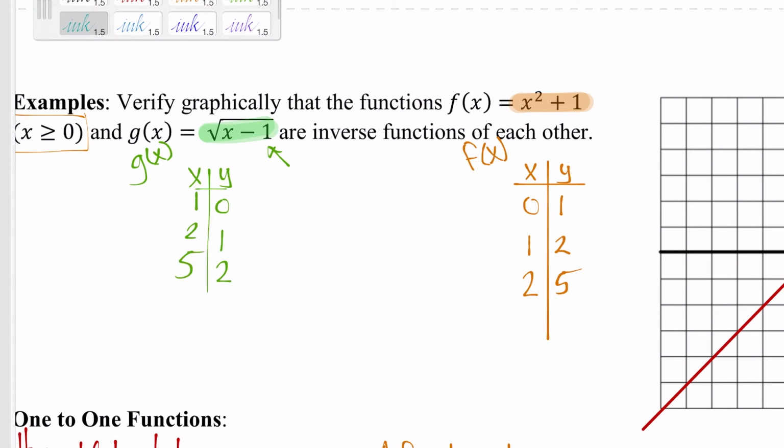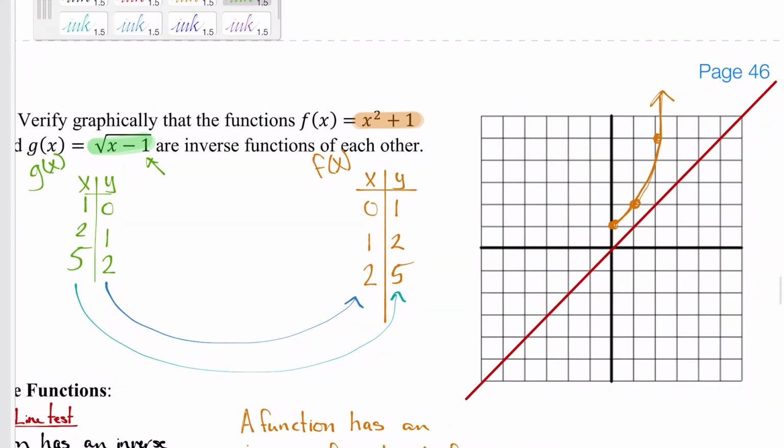Oh, would you looky there? The x values here match the y values there, and the y values here match the x values there. So there's a good indication that we're on the right track. And then we can see the mirror reaction between the orange and the green here.